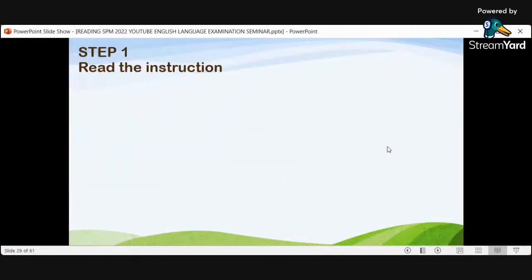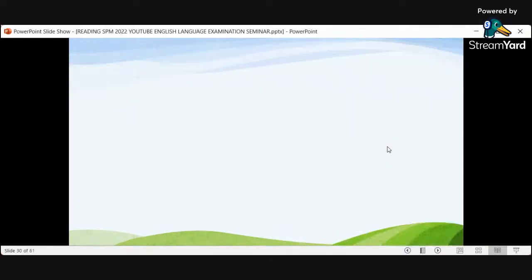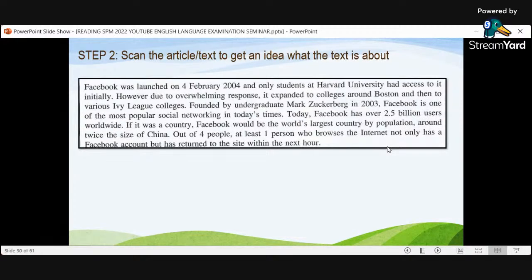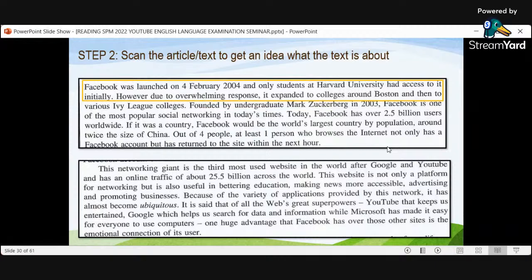All right, let's look at 1. Read the instruction again. You are going to read an extract from an article for questions 1 to 8. Mark the correct answer, A, B, C, or D. Now you have an extra option, D. Right? So mark or circle or choose whatever. You scan. I'm not going to do all the questions with you. I'm just selecting 2 or 3 questions to do with you so that you can see how it's done. So you scan. When you scan, usually you just read, okay, the first sentence, Facebook was launched.